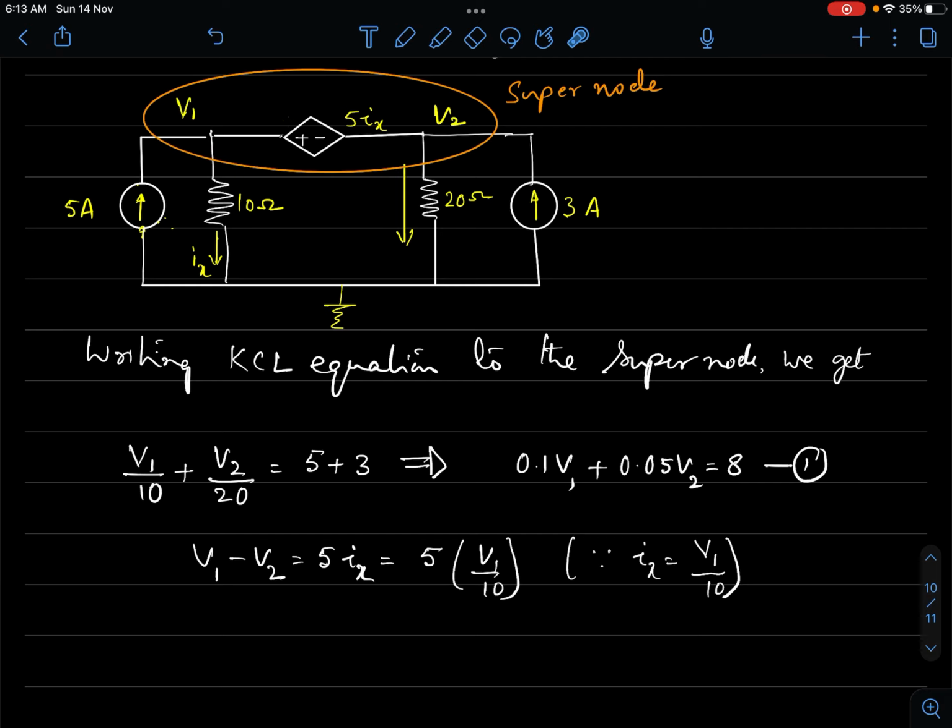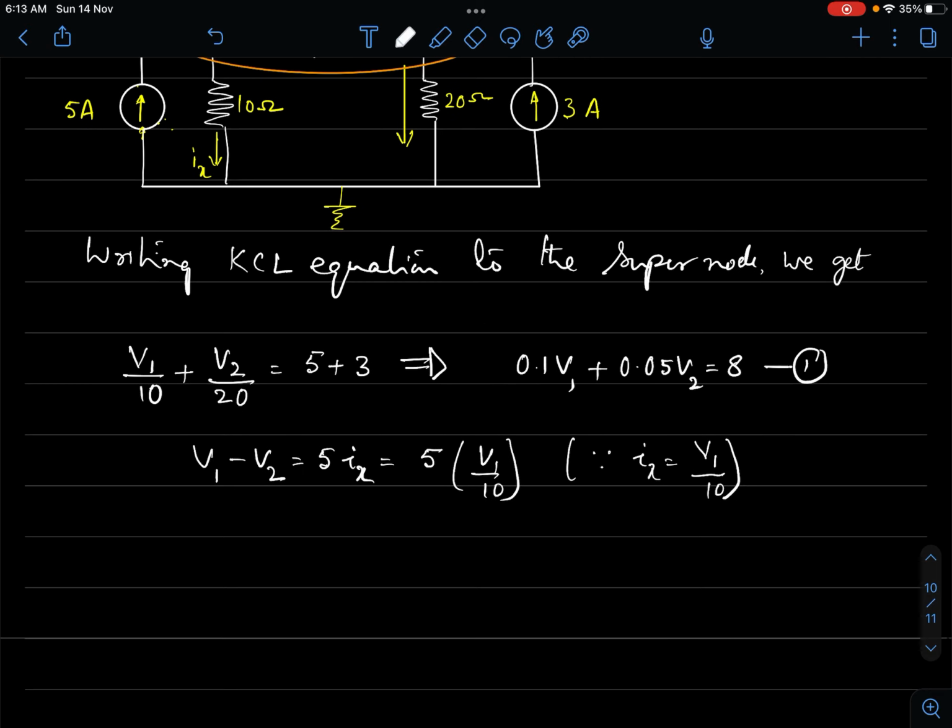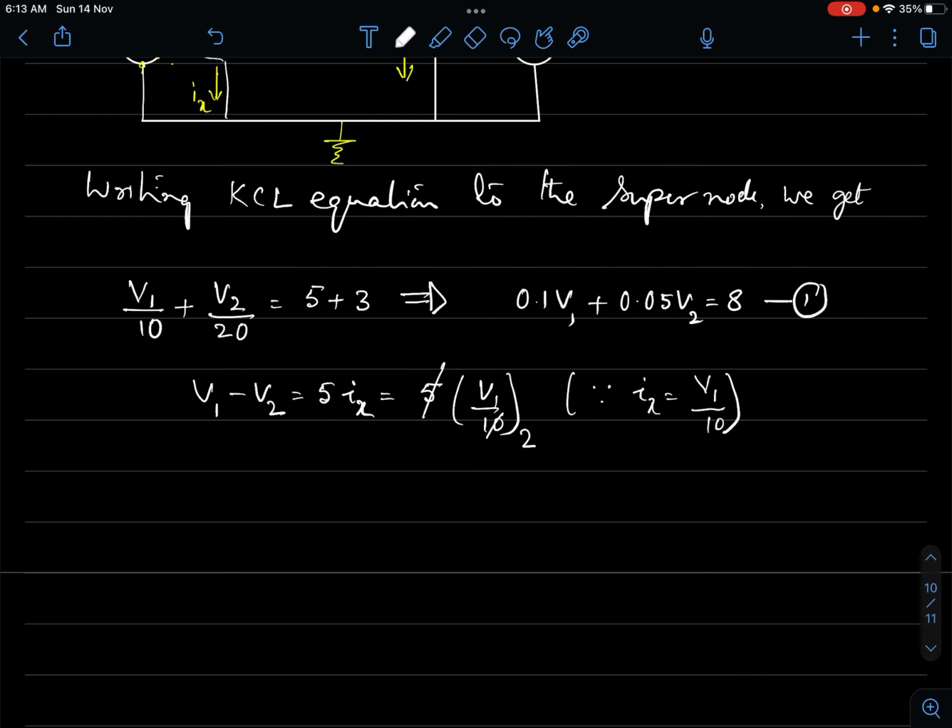That is the logic. So if I simplify this equation, 5 twos are 10, that is 0.5 V1 on the right hand side. When it comes to the left hand side, it comes out to be 0.5 V1 minus V2 equal to 0. This is my equation 2.